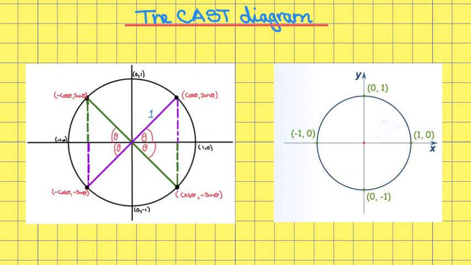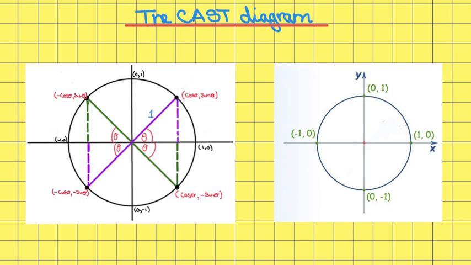In this video, we're going to connect all that we found out about the unit circle and construct a CAST diagram that will help us find the sine, cosine, and tan of theta in any of our four quadrants of the unit circle. We found that any point on the unit circle in quadrant 1 had the coordinates cos theta, sine theta.